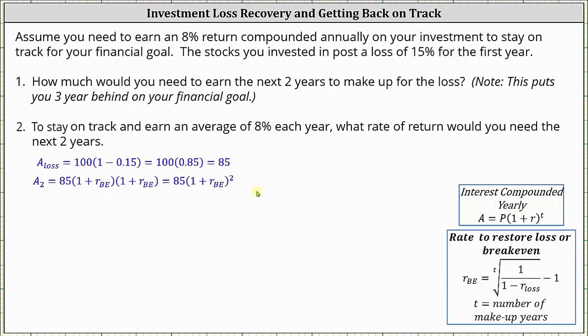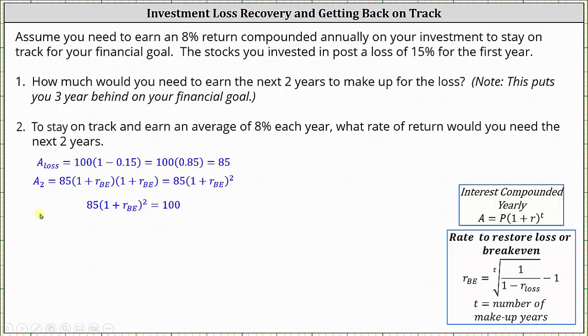And now to answer the question, how much you would need to earn the next 2 years to make up for the loss, we set 85 times the square of the quantity 1 plus R sub BE equal to the initial investment of $100, and then solve for R sub BE. This gives us the equation 85 times the square of 1 plus R sub BE equals 100. And now we need to solve the equation for R sub BE.